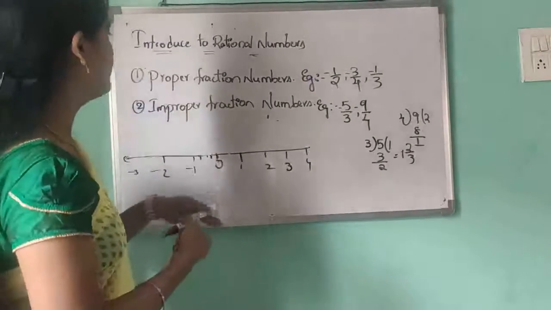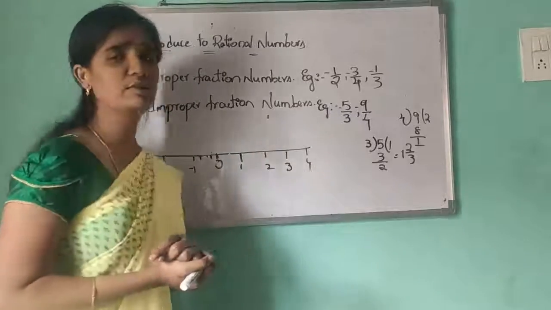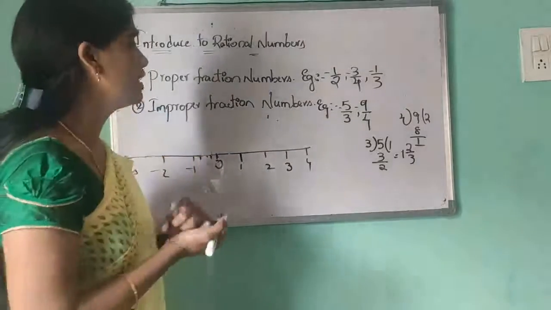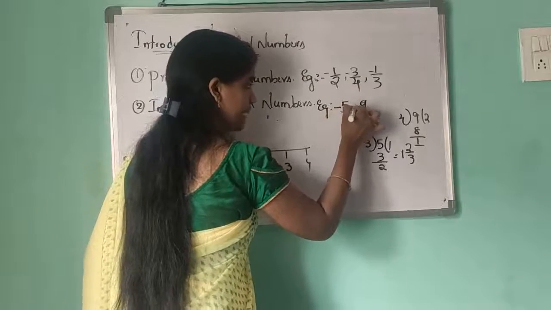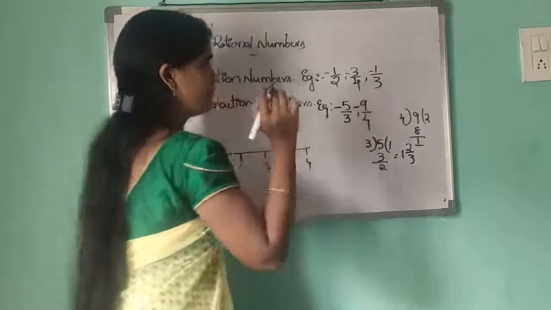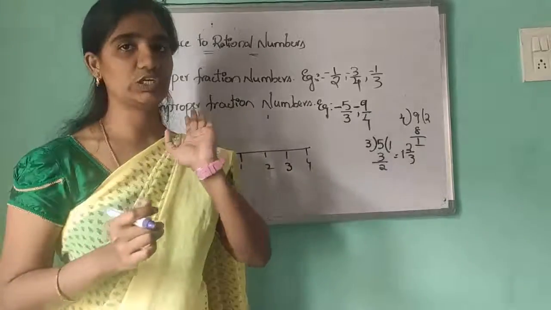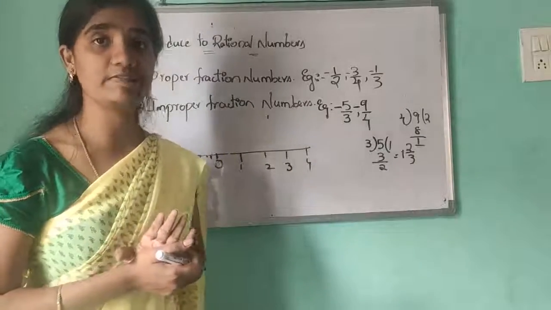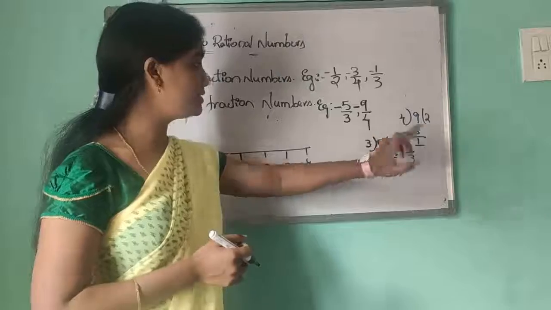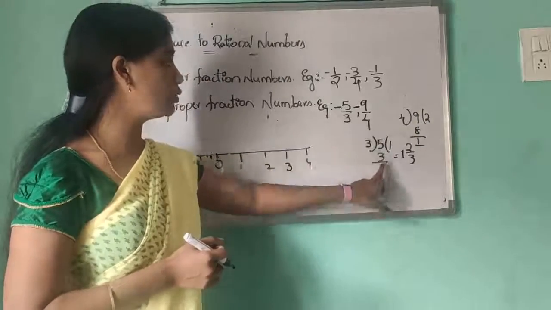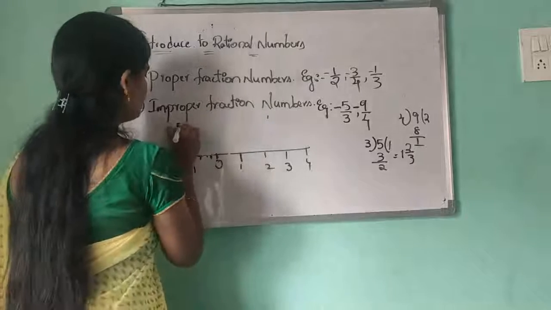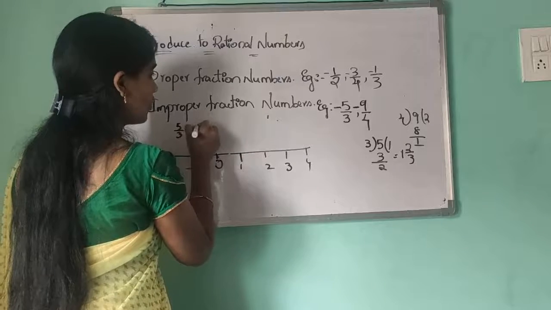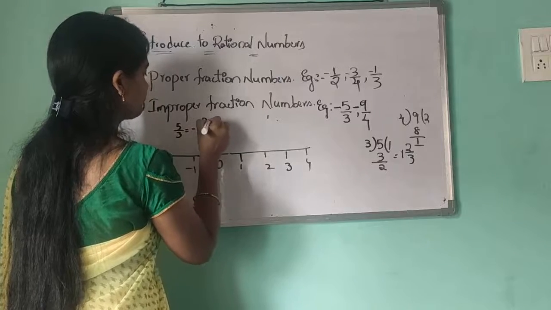Second one, improper fraction number. Here also the same, I am using the same examples, but with minus values in front: minus 5 by 3, minus 9 by 4. It is an improper fraction. Converting the improper fraction into a mixed fraction, we get minus 5 by 3 equals minus 1, 2 by 3.